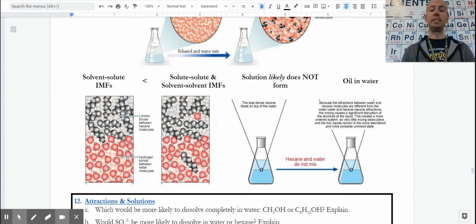So when we're looking at these, it's very important to think about the attractions that we're breaking and the attractions that we're making, often listing all of those and then comparing which ones are stronger. Data, or the presence of a solution or lack of a solution, is great data to help us quantify or predict that as well, just like with other IMFs, understanding how we can describe the properties.